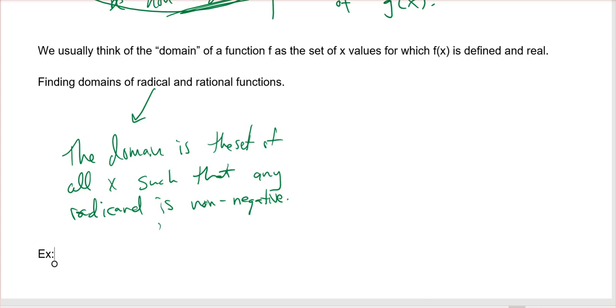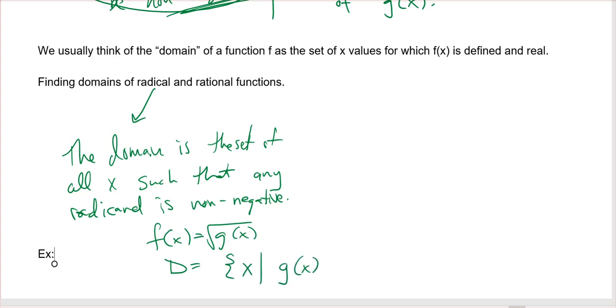Right? So if we have something that looks like this, our domain is the set of all x such that g of x is non-negative. So I want that to be larger than or equal to 0. Right? Okay, so we can write it in words, and a more mathy way is set builder notation if we like. We can say the same thing about rational functions too, right?